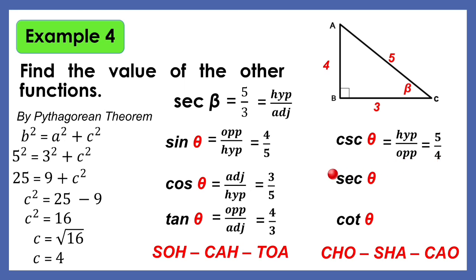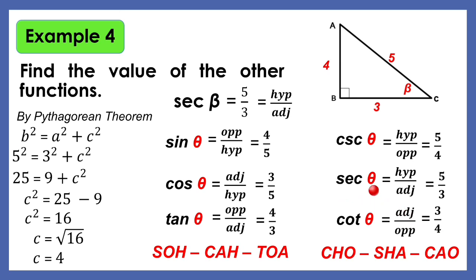Correct. Next, cosine theta. Ang reciprocal is secant theta. So, we have hypotenuse over adjacent. So, 3 is to 5 sa cosine. Therefore, sa secant, 5 is to 3. Ayan. And then, cotangent. So, reciprocal ng tangent theta. Adjacent over opposite yung ating cotangent. So, 4 is to 3 sa tangent. Sa cotangent is 3 is to 4.